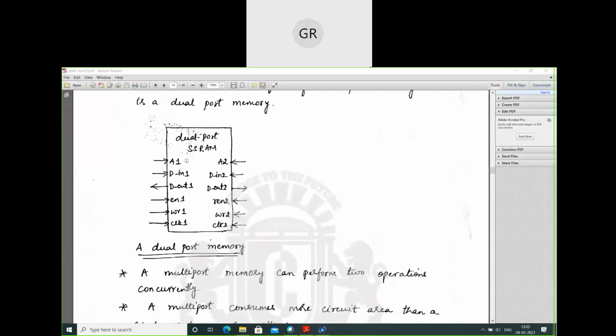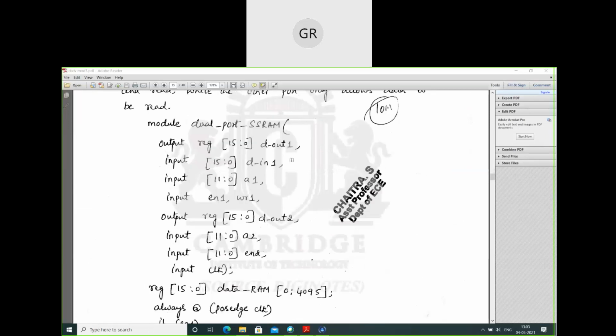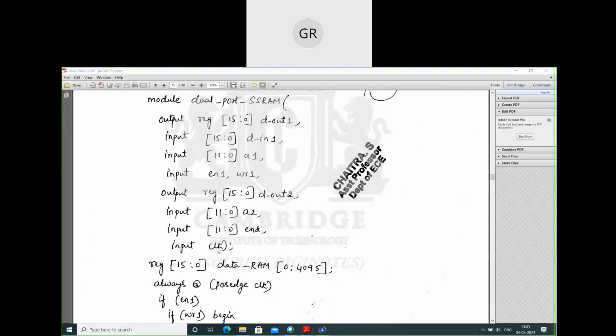See here, these are the inputs: A1, D in 1, A2, D in 2, enable 1, WR1, WR2, REN2. Outputs are D out 1 and D out 2. D out 1 is 16 bit, D out 2 is 16 bit. Inputs D in 1 and D in 2 are also 16 bit. A1 and A2 are 12 bits. Just remember that. For D out 1 and D out 2, we use the output register. Then A2 is also 12 bit. Enable 2. Then the input clock.